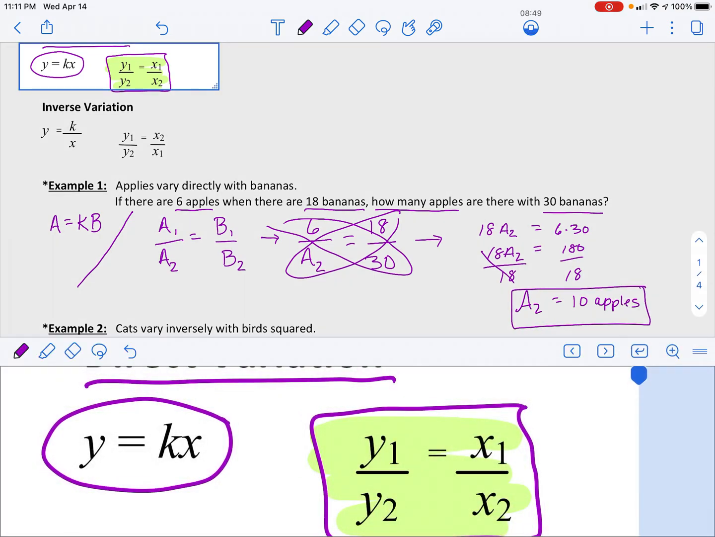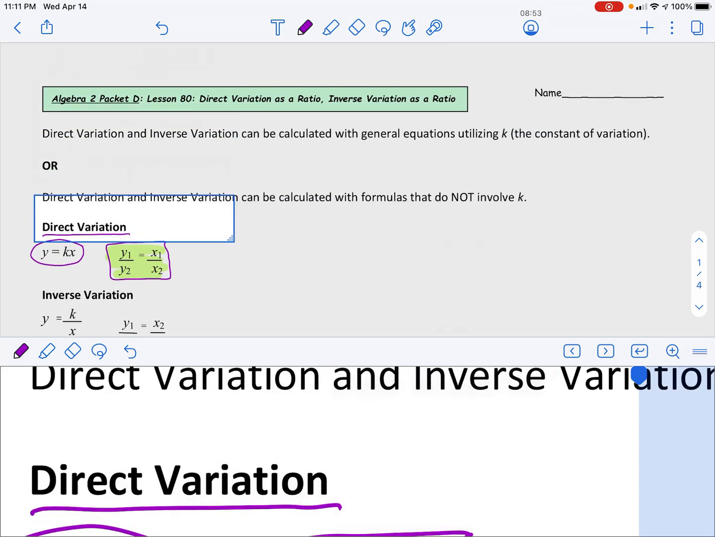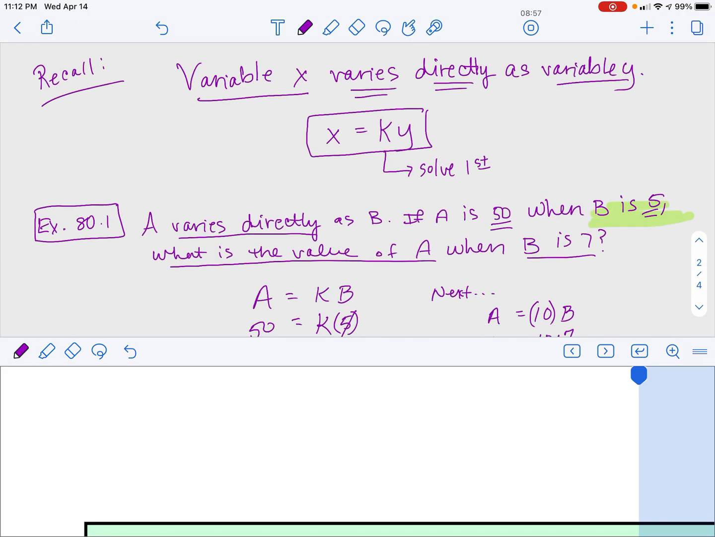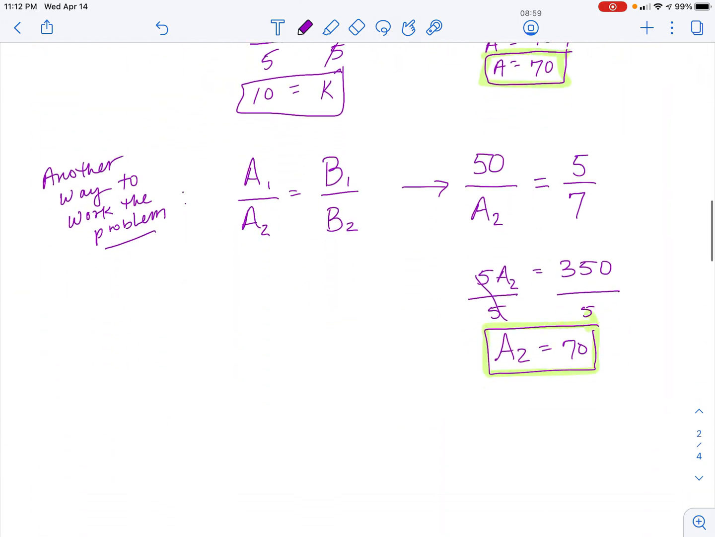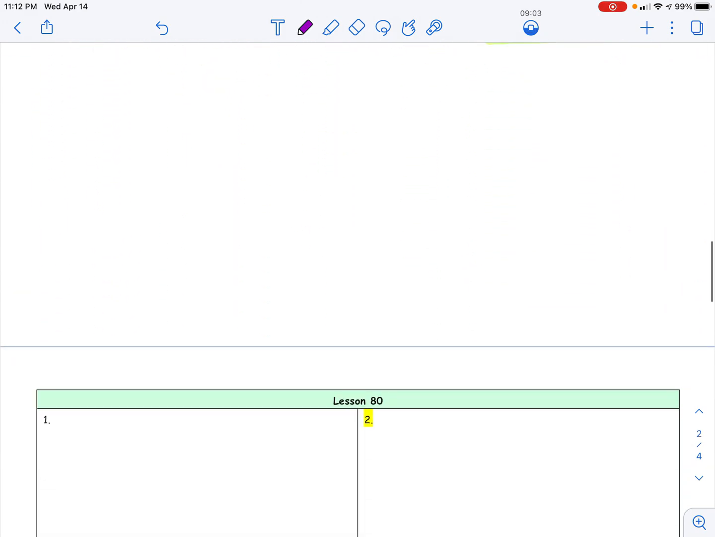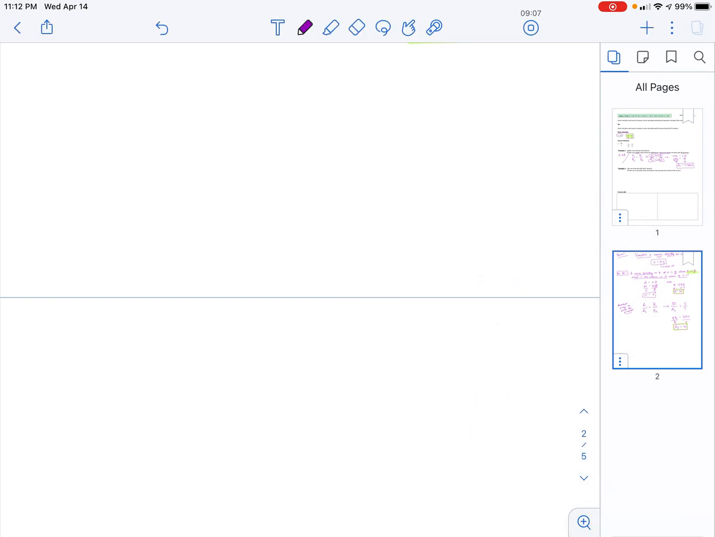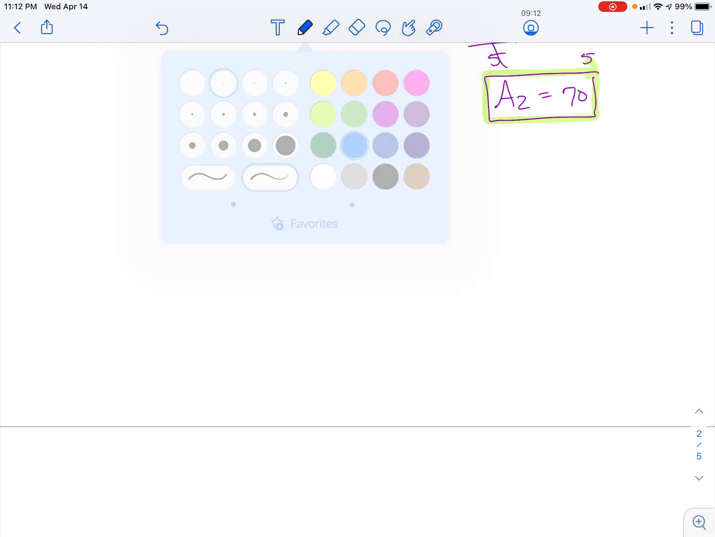Okay, now let's talk about varying inversely. Whoops, what happened here? Oh dear. There we go. Okay, I'm going to go back down to my little notepad. I'm going to write in blue, and I'm actually going to get one more sheet of paper in case I need it. Change my pencil color.